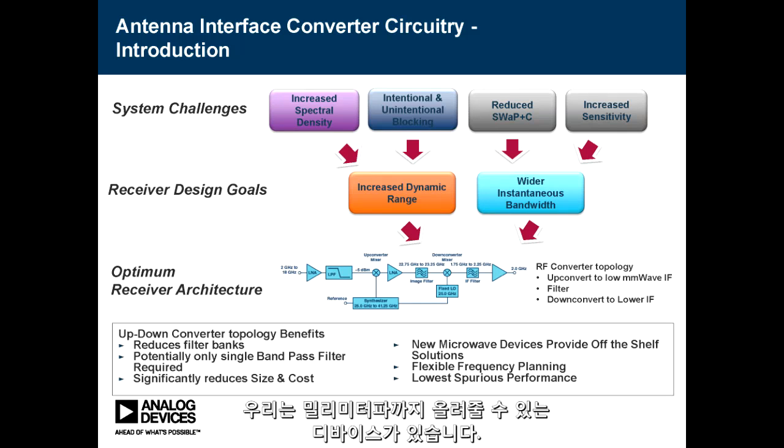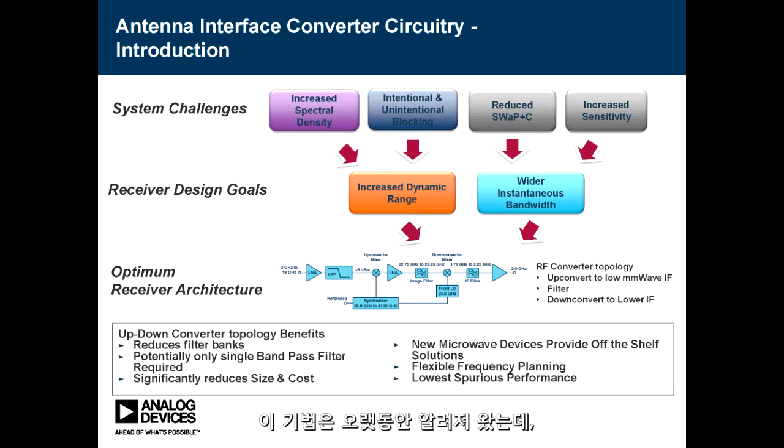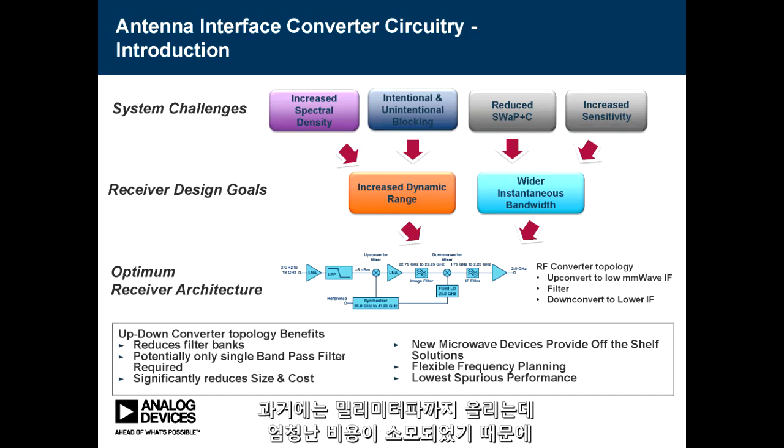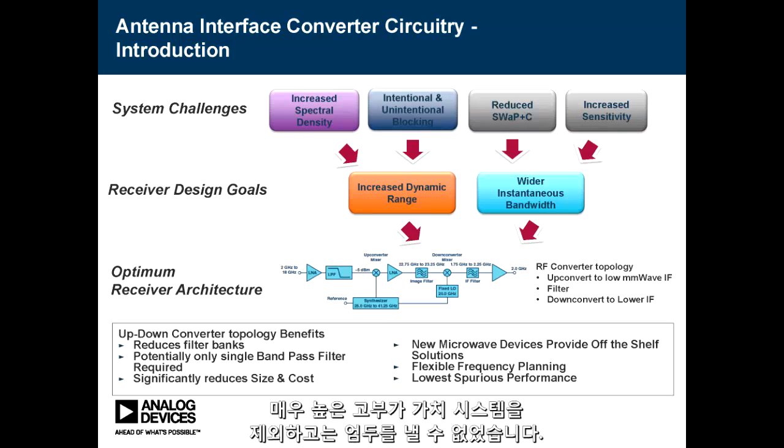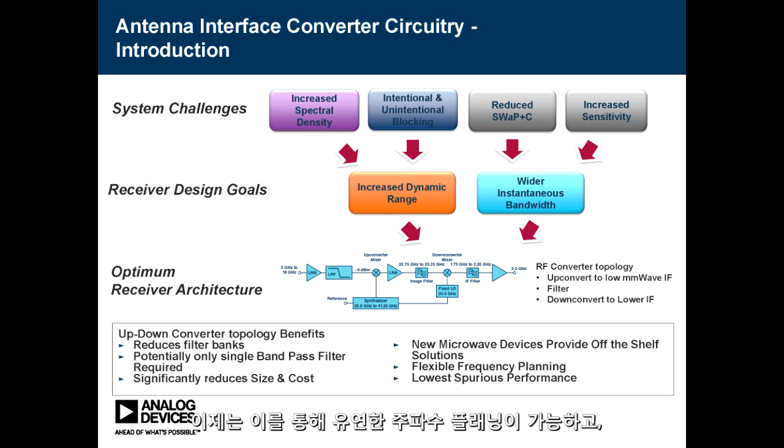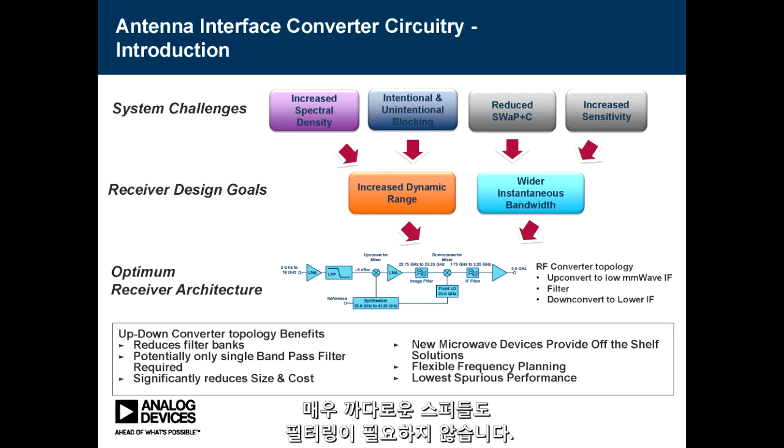Going up to millimeter waves, this technique has been known for a long time, by the way, but going up to millimeter waves was cost prohibitive in the past, except for very high value systems. We get flexible frequency planning, and this gives the lowest spurious performance, because by doing this, we move the really top spurs, which are spurs that are based on multiples of the LO, out of band, so we don't have to filter them.